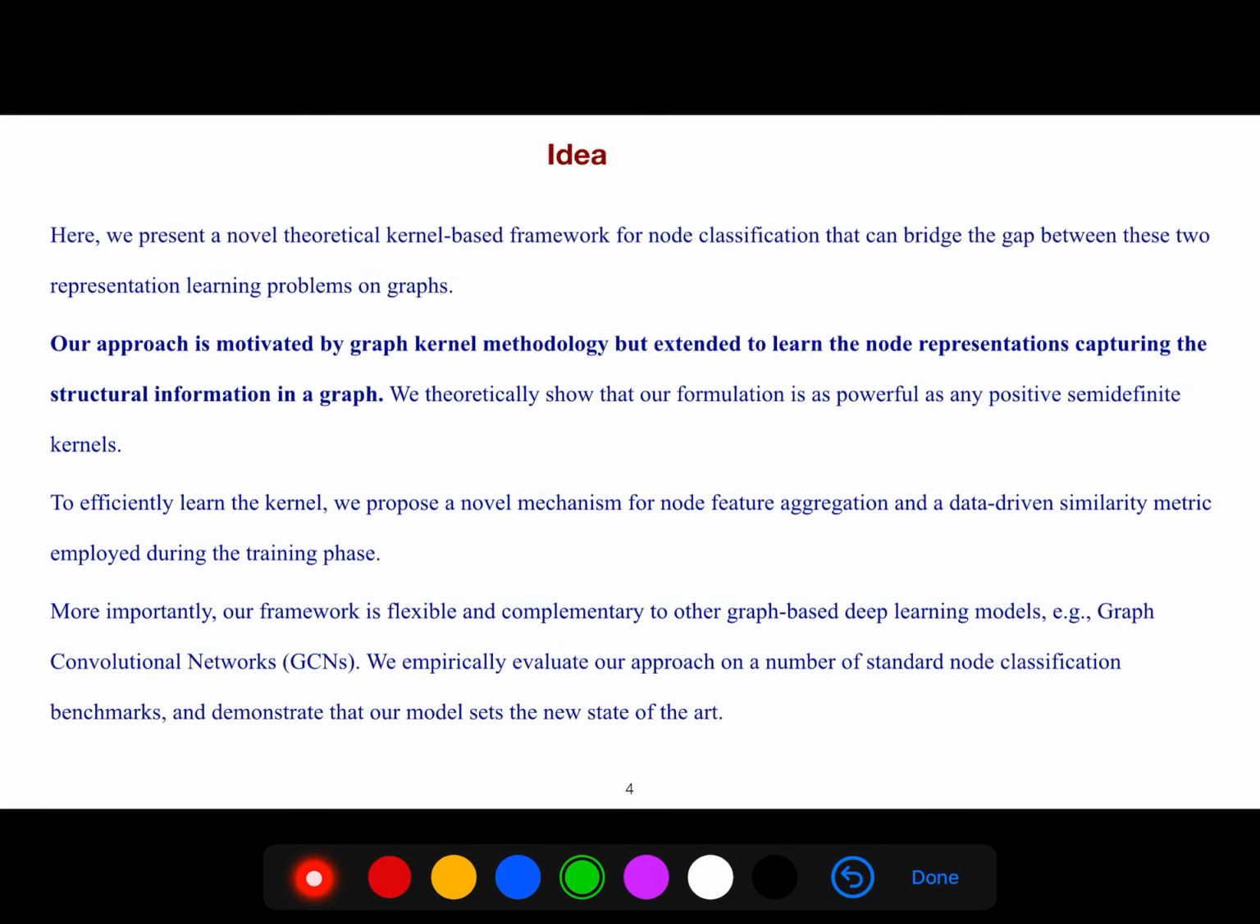So we present a novel theoretical kernel-based framework for node classification that can bridge the gap between these two representation learning problems on graphs. Our approach is motivated by graph kernel methodology, but extended to learn the node representations capturing the structural information in a graph. We propose a novel mechanism for node feature aggregation and a data-driven similarity metric.